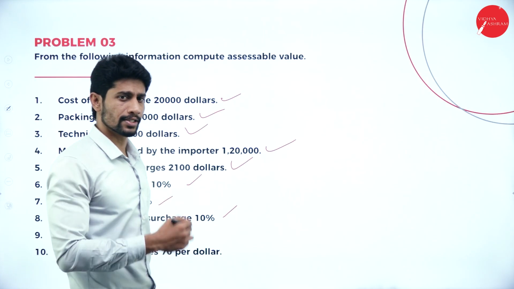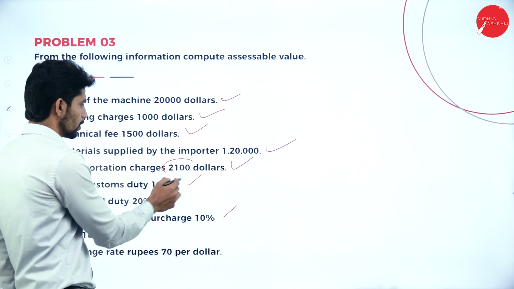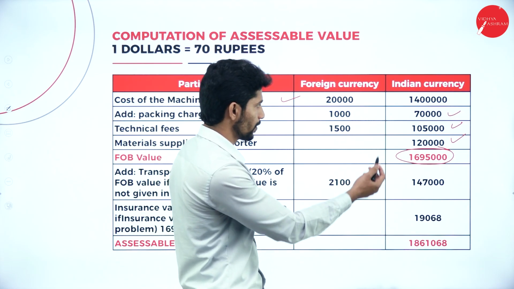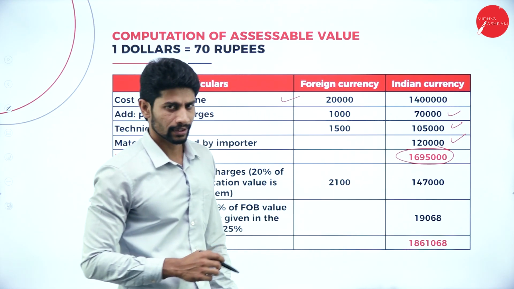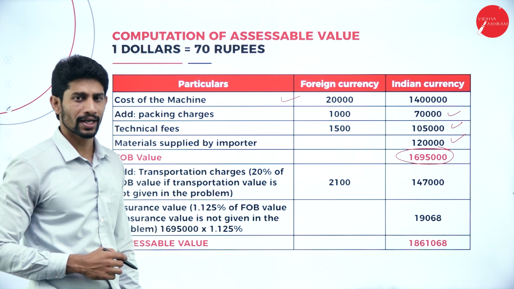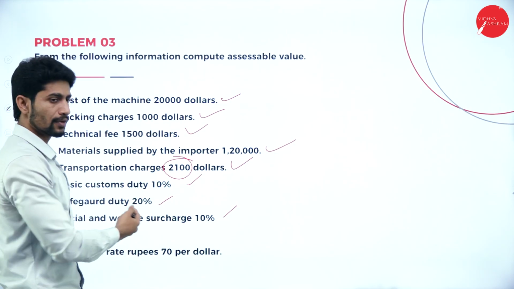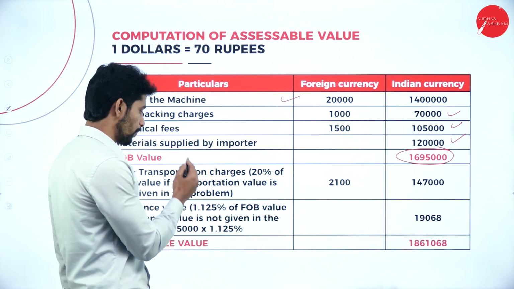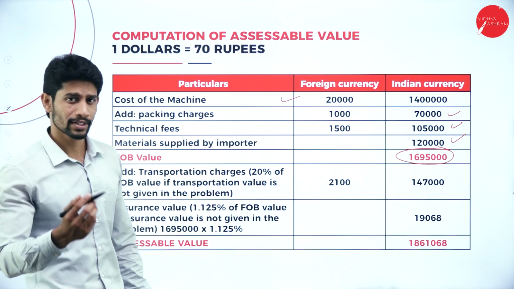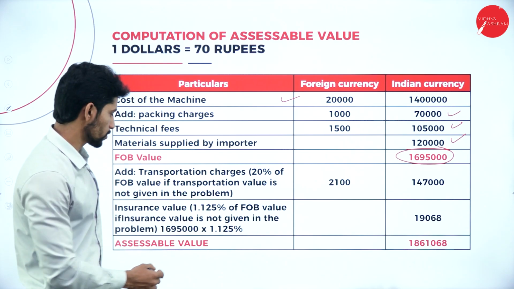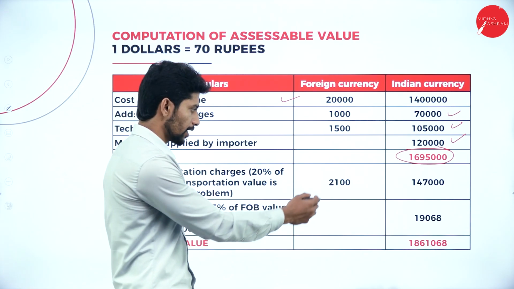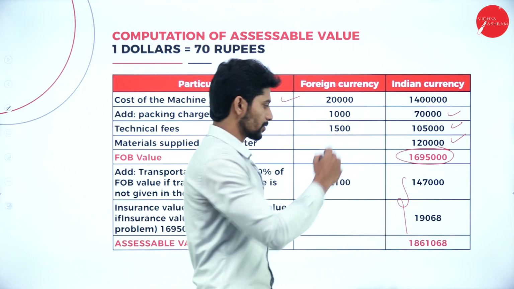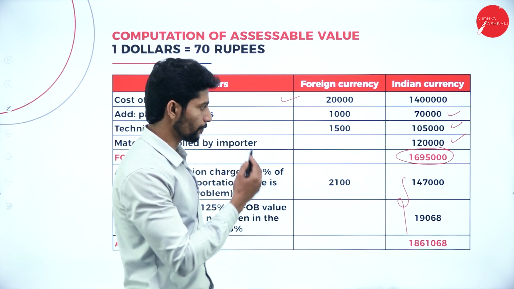For that, add transportation charges. Yes, transportation charges is given in the problem. So what is the transportation charges here? $2,100. That is the transportation charges. So $2,100 into 70, you will get 1,47,000. Next, insurance value. Insurance value is not given in the problem. So what are we supposed to do now? We are supposed to take 1.125% of FOB value as insurance value. So if you compute 1.125% on 16,95,000, you will get 19,068 rupees.